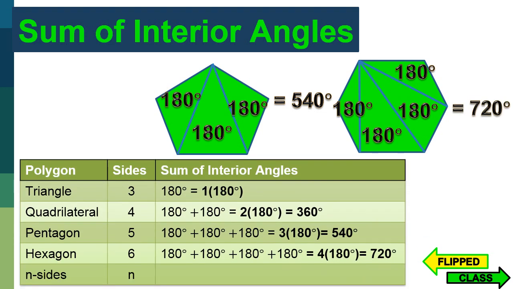Now this is the summary. For a triangle, 180 degrees. For a quadrilateral, 360 degrees. Pentagon has 540 degrees and hexagon has 720 degrees.